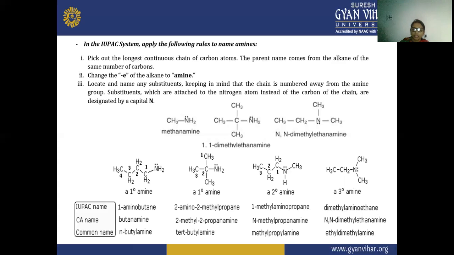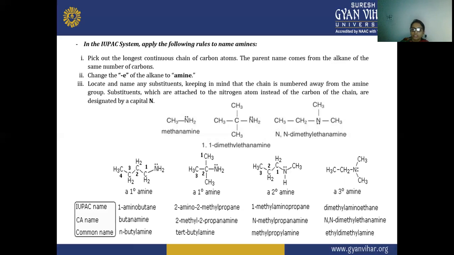Next is your 2-methyl 2-propanamine. So on the second position a methyl group is attached, and on the second position an amine group is attached according to the CA name. We are naming it 2-methyl 2-propanamine, and next is the tertiary butanamine. Next is the primary amine.